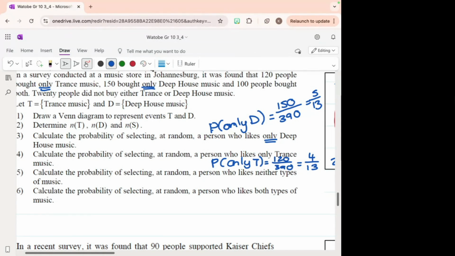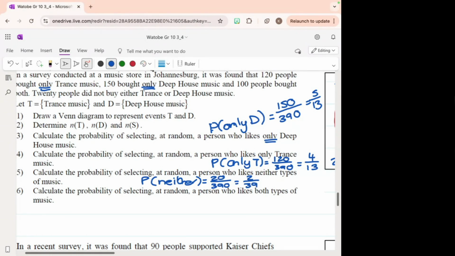Calculate the probability of selecting at random a person who likes neither types of music. So what was neither types of music? P of neither, let's call it. The P of neither was 20 over 390, which is 2 over 39.